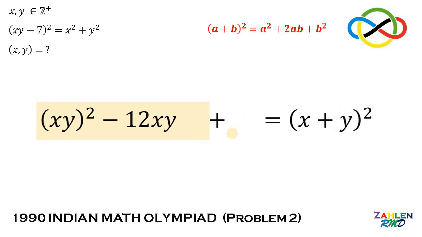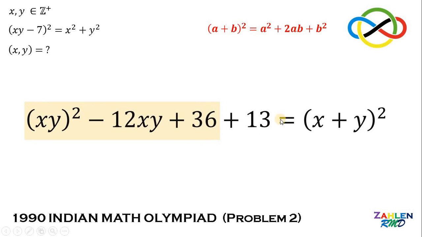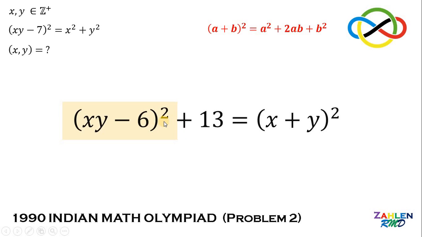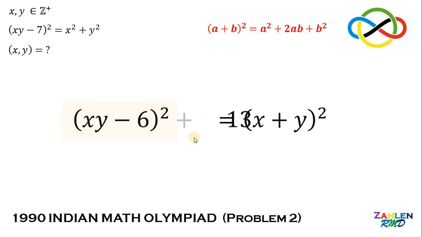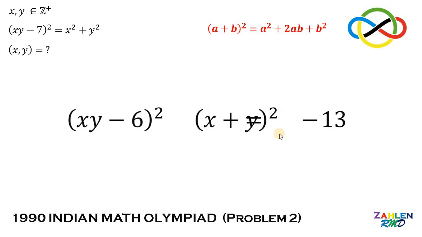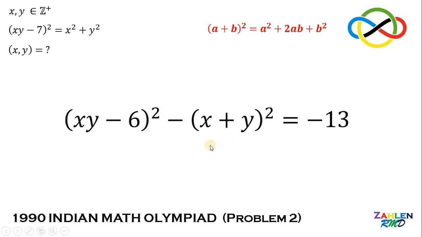So, let's split this 49 into 36 and 13. Take note that 36 + 13 is just 49. And now, (xy)² − 12xy + 36 can be factored as (xy − 6)². Now, at this point, let's subtract 13 on both sides. And let's subtract (x + y)² on both sides. And the question is, why do we do that?